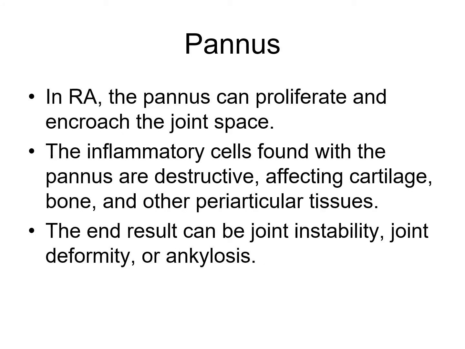This pannus can proliferate and encroach on the joint space. The inflammatory cells found within the pannus are destructive, affecting the cartilage, the bone, and the other periarticular tissues. The end result can be joint instability, joint deformity, or ankylosis, which is fusion of the joints.